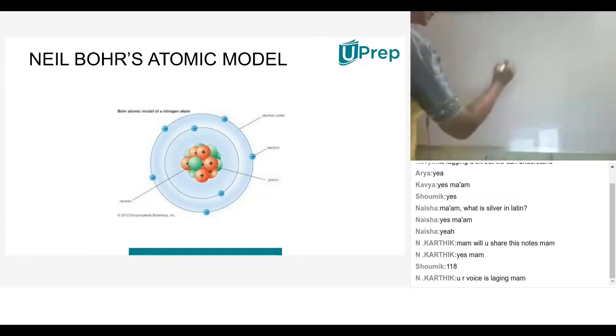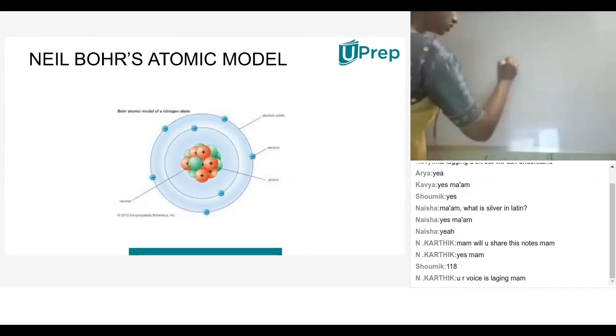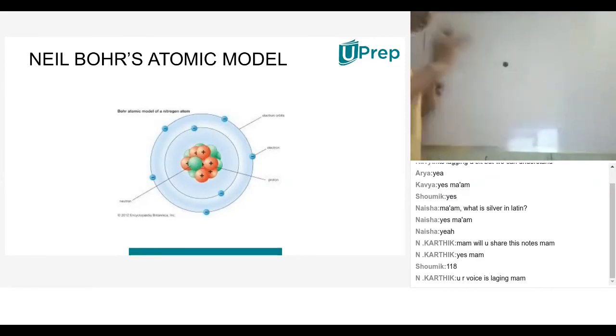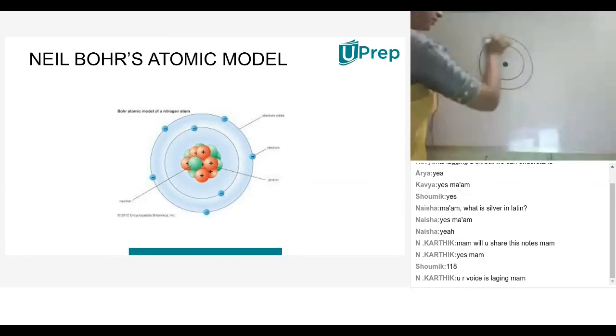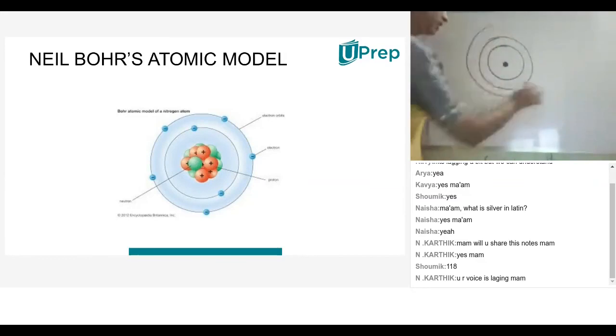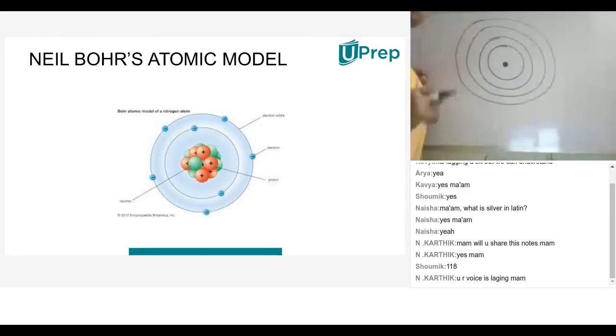For example, he placed the nucleus at the center, like a star, a dense space present at the center. Around it, he arranged the shells, or energy levels, around the nucleus. He gave the center space. This was found by Rutherford.